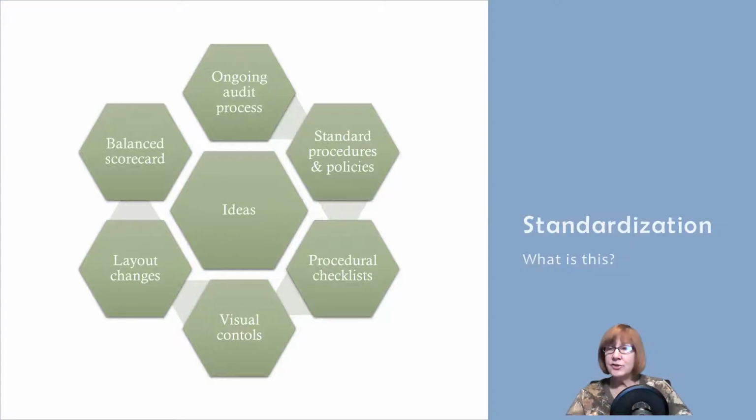And there are a number of ways you can do this. And this does have overlap with continuous improvement. There are some things that you can use in each one, but these are the ones I'm going to cover for standardization. You can use an ongoing audit process. You can develop standard procedures and policies. You can develop procedural checklists, visual controls, layout changes, or a balanced scorecard. We're going to talk about each one of these.